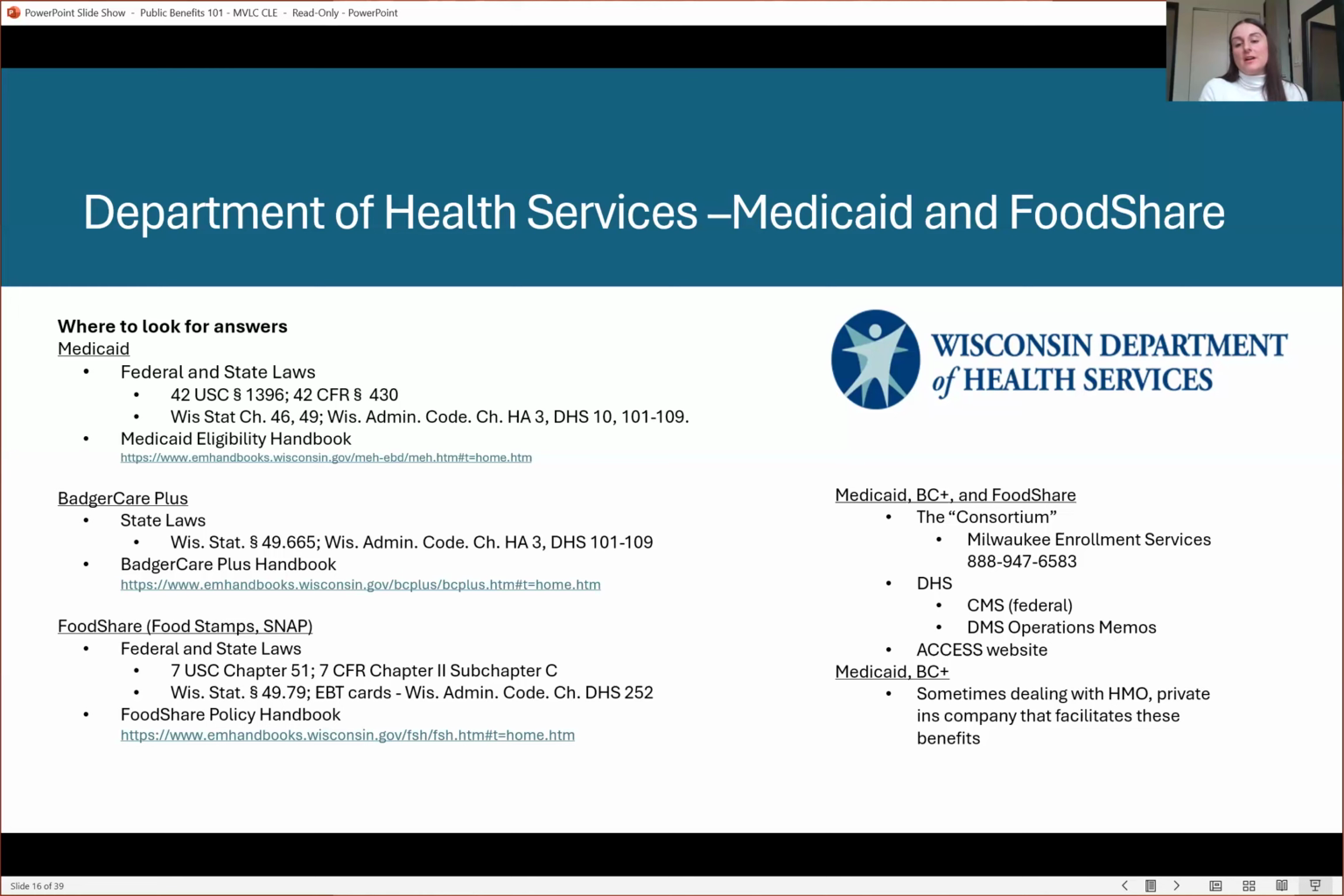And then you also might get people that mention they have a private health insurance company. They still might be on Medicaid or Badger Care Plus. If they have that Forward Health card is a good go-to. Do you have a Forward Health card? They're probably on a Medicaid program. But Medicaid uses HMOs, private insurance companies, to facilitate these benefits sometimes. So they might mention a private insurance company name and still be on Medicaid, an important note.